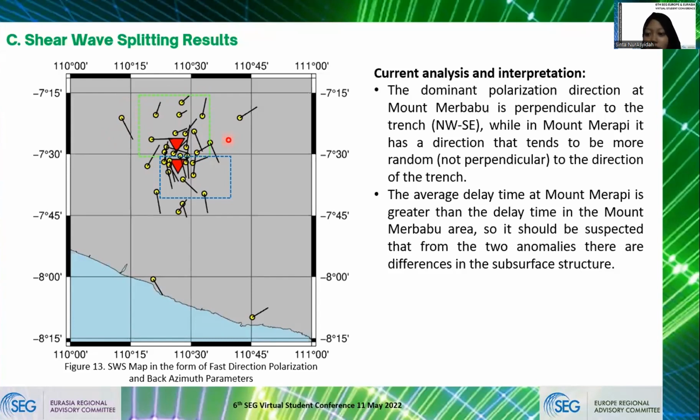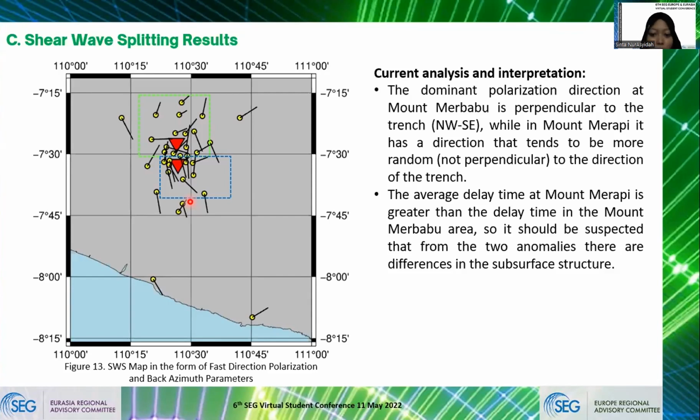In the Mount Merbabu area, the direction of polarization is relatively southwest-northeast oriented, which is perpendicular to the trends. In addition, interestingly, we can see that the direction of back azimuth corresponds to the direction of subduction plate on the south coast of Java. The average delay time in Mount Merbabu area is 0.5 seconds.